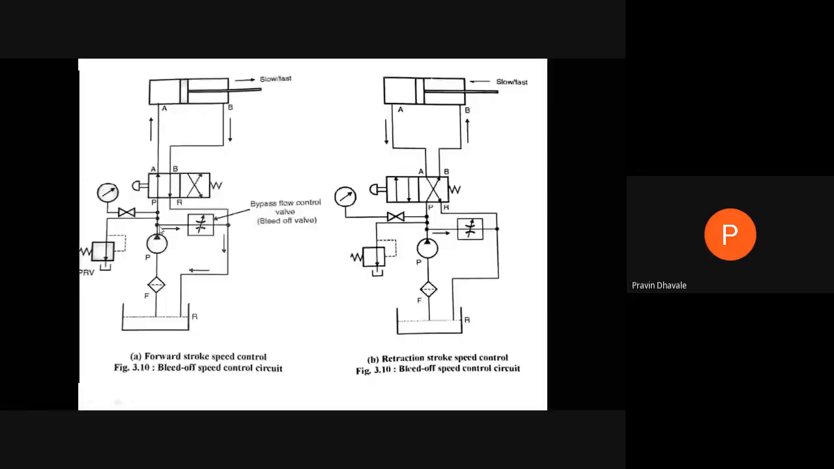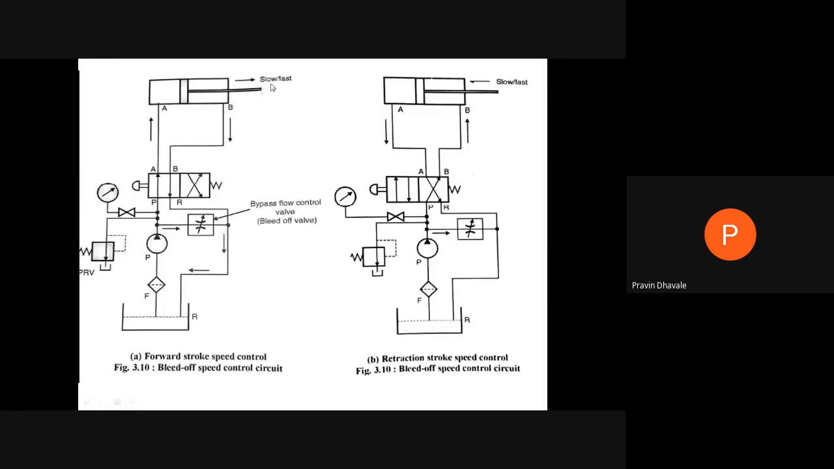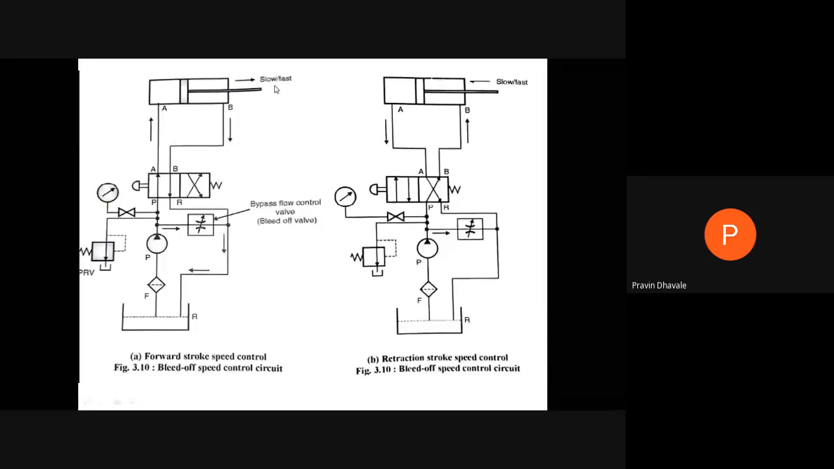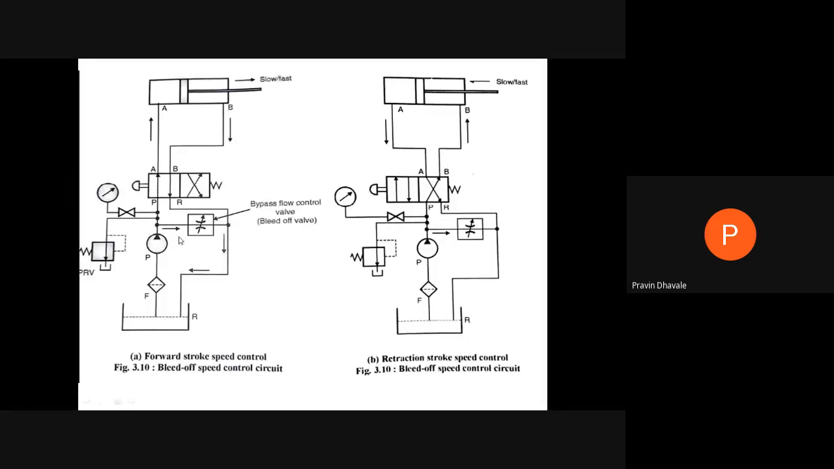In the bleed off control circuit, we have to bypass some amount of fluid coming out from the pump directly to the drain, in order to control the amount of fluid supply on either side of the piston and thereby control the speed of the piston. For that purpose, we are using this bleed off speed control valve.